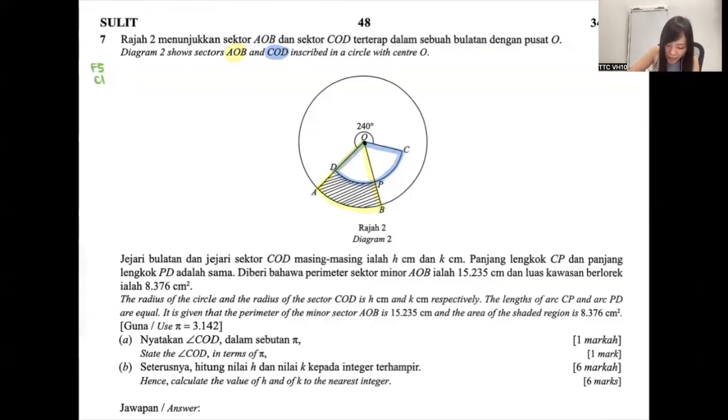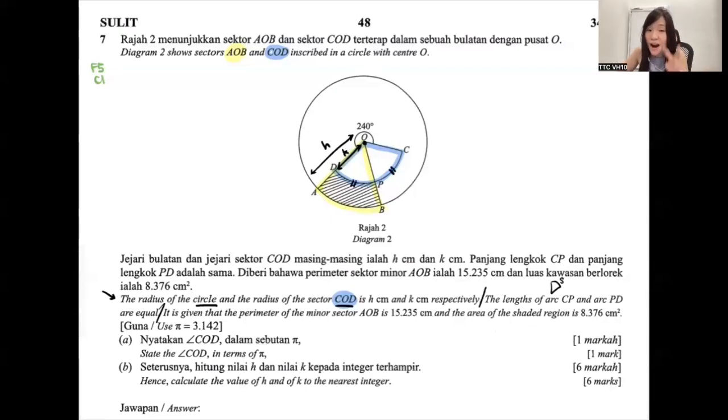Next, they say the radius of the circle and the radius of the sector COD are H and K. So my dear, the radius of the circle is this whole thing, from here to here is H. And COD is the blue one. Wait, I put color for you, COD is K, so this one is K. I drew it nicely. The shorter one is K. You understand, okay? Next, the length of arc. You know what an arc is, the curve part. We call it arc S, okay? So the arc CP and the arc PD are equal. So CP is this one. PD are equal. That means these two are the same.